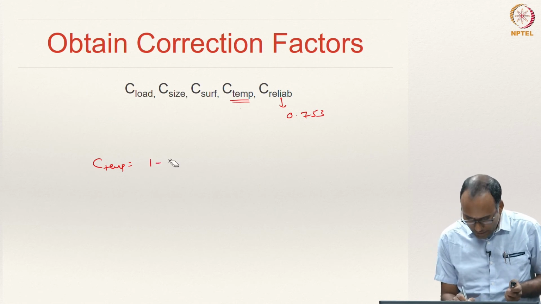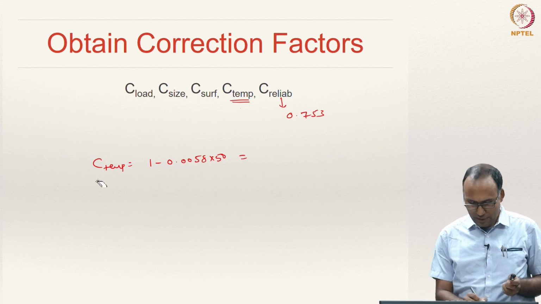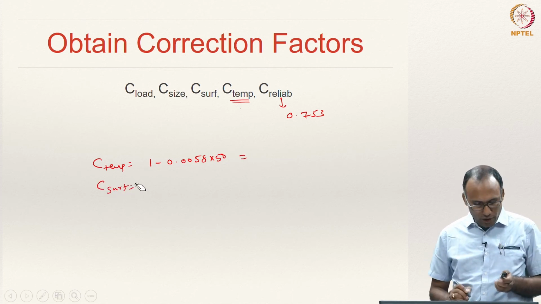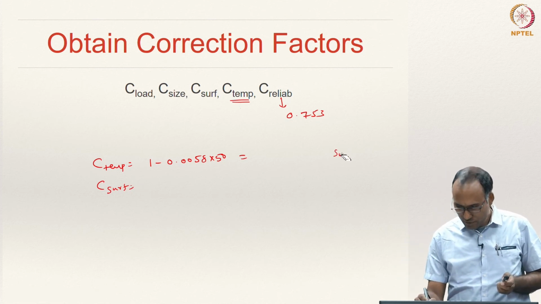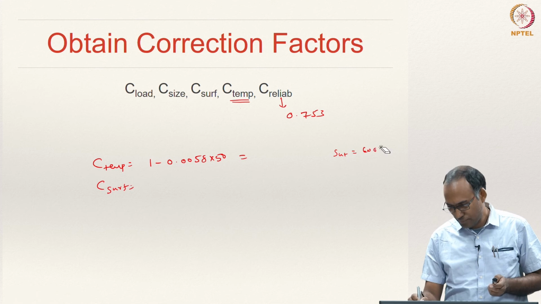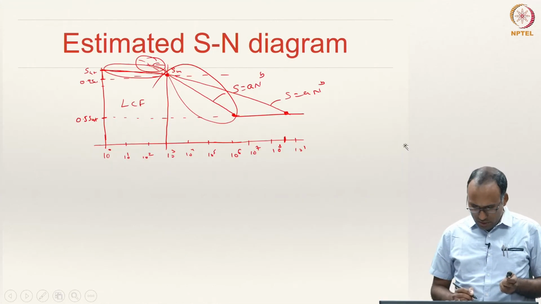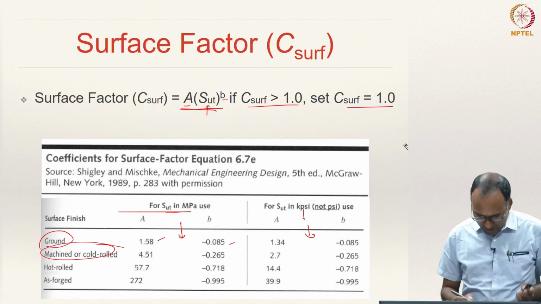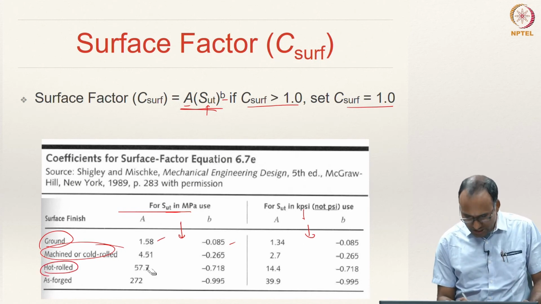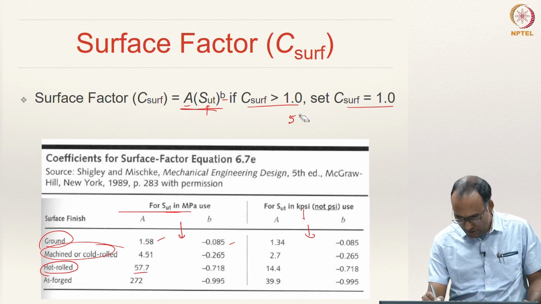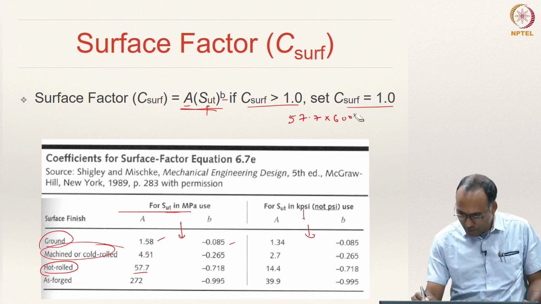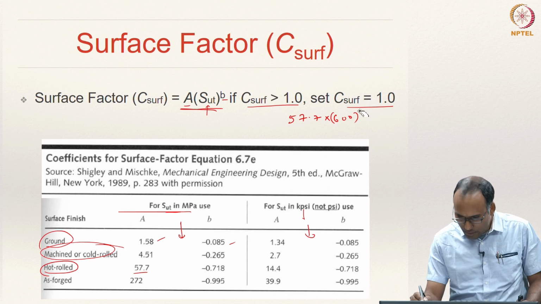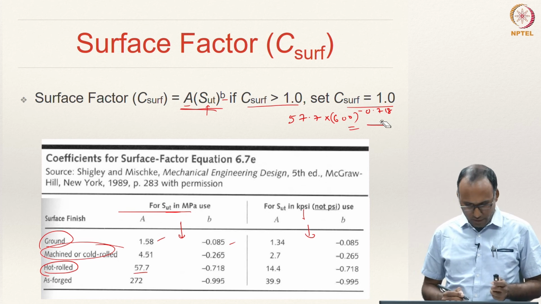So, this will be 1 minus 0.0058 into 50, that will be my C temp, and C surf, hot rolled finish, and SUT is equal to 600 MPa, right. You can see here hot rolled SUT is 600. So, 57.7 into SUT, which should be put in MPa, to the power B, which is minus 0.718, whatever it comes out to be, that will be your C surf, right.